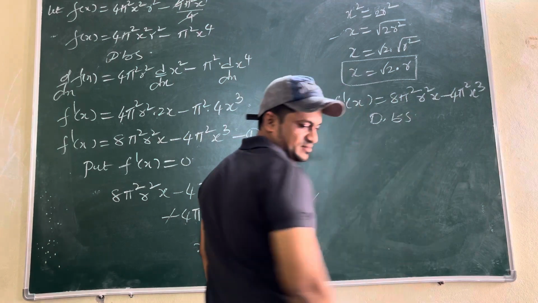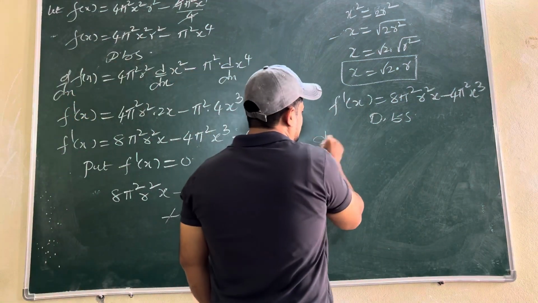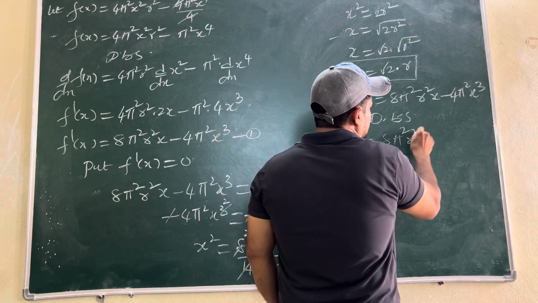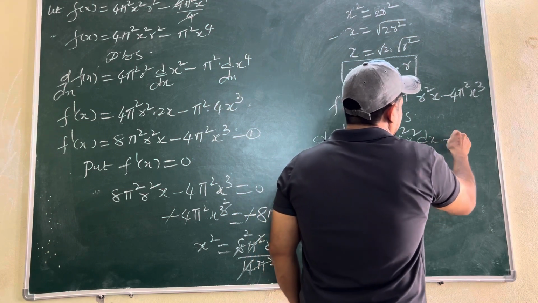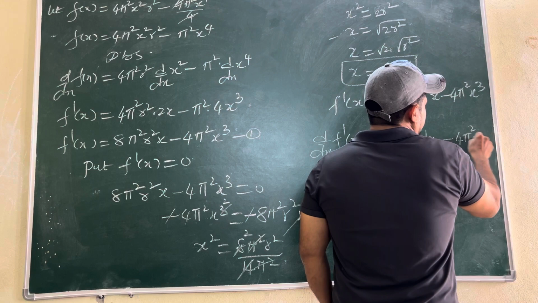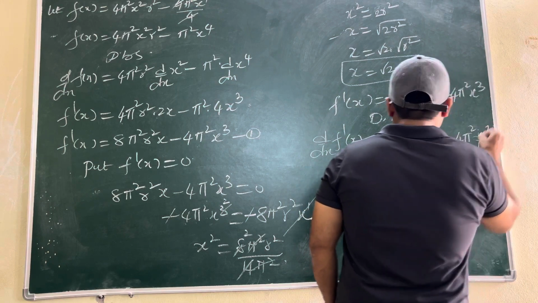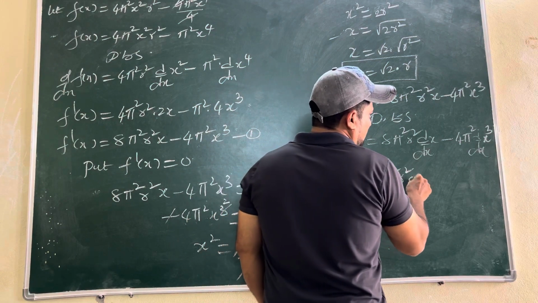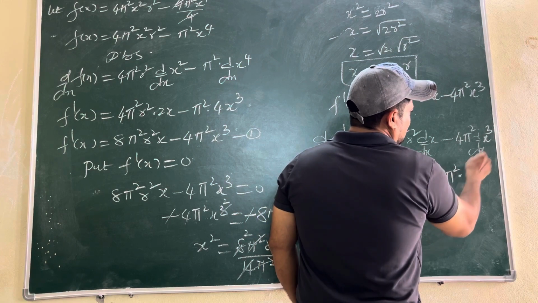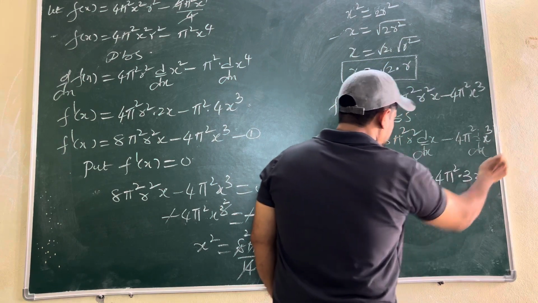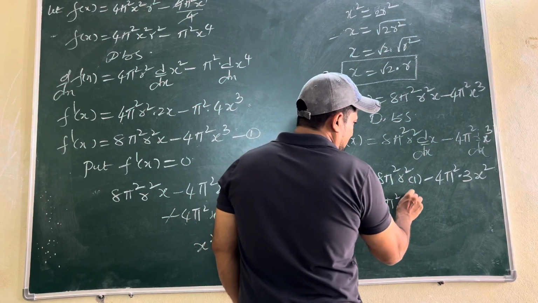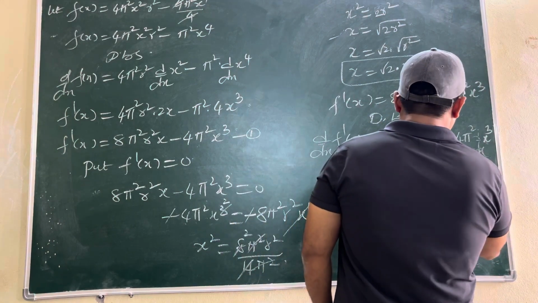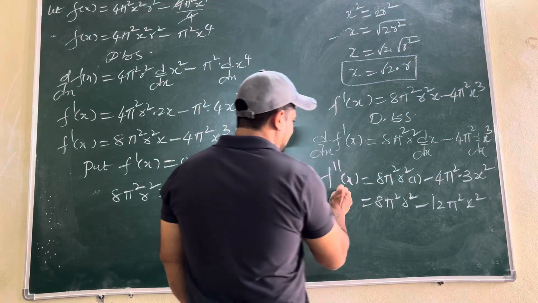Differentiating both sides again. So what will we get once we differentiate it? D by dx of f dash of x equals to 8 pi square r square d by dx of x minus 4 pi square d by dx of x cube. This is f double dash of x. 8 pi square r square into 1, 4 pi square into 3 into x power 3 minus 1. So 8 pi square r square minus 12 pi square x square. This is f double dash of x.